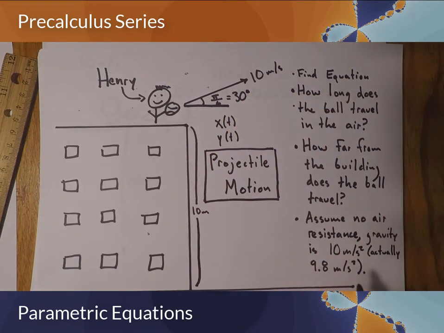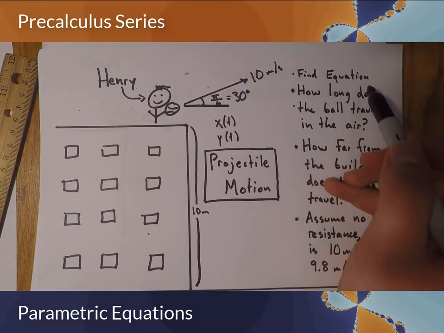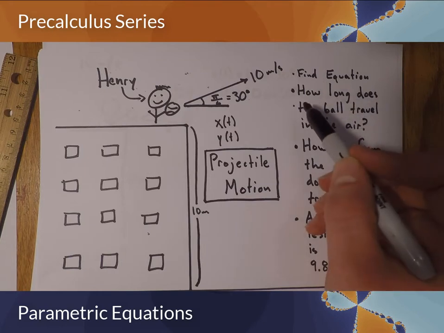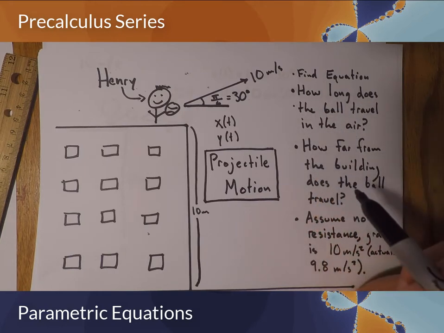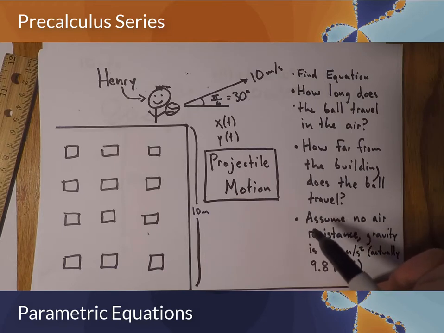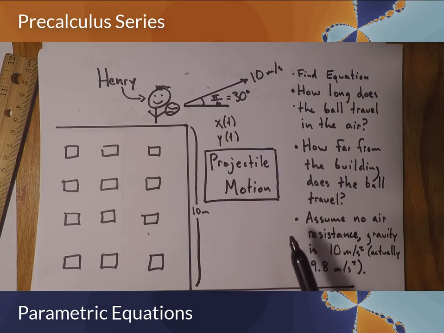of time. So what we're going to be doing is finding an equation to model the ball's position, and we're going to find how long the ball travels in the air and how far from the building the ball travels. And while we're doing this, we're also going to assume that there's no air resistance and that gravity is 10 meters per second squared.